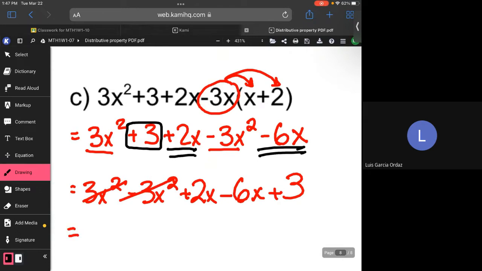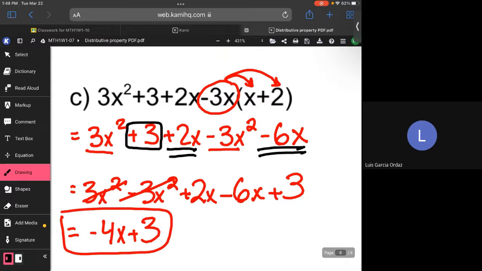What's 2x minus 6x? Claire? Why is it negative? Because the thing I'm distributing is negative 3x, and I'm multiplying that all into my bracket. David? Positive or negative? Negative. So negative 4x plus 3. So that would be my final answer.